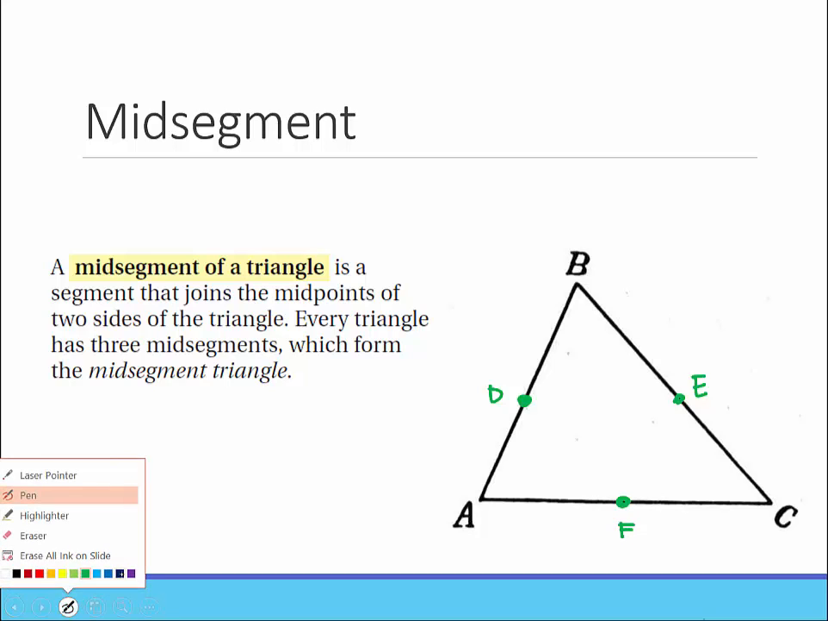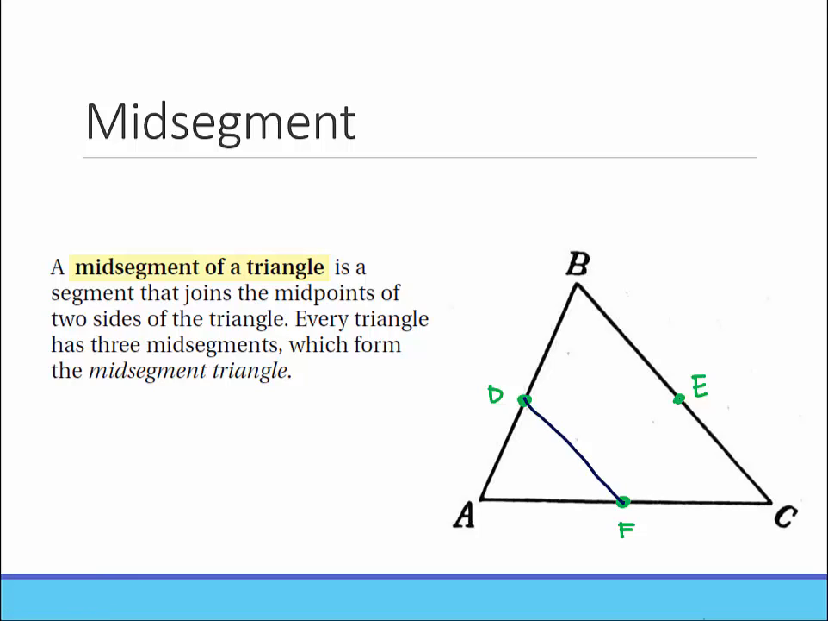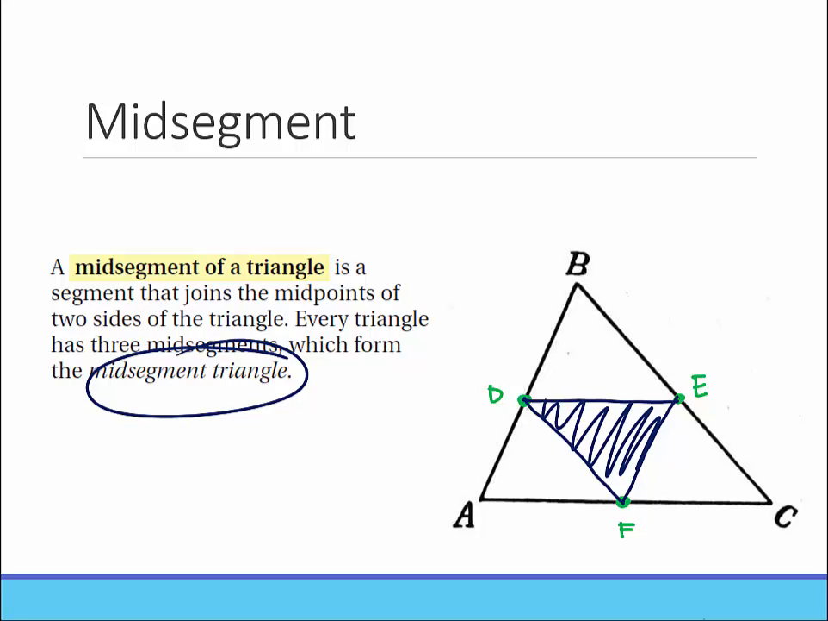Now the midsegments connect these. So DF is a midsegment, DE is a midsegment, and EF is a midsegment. And as you can see, they form this nice little triangle inside of here, which is called the midsegment triangle.